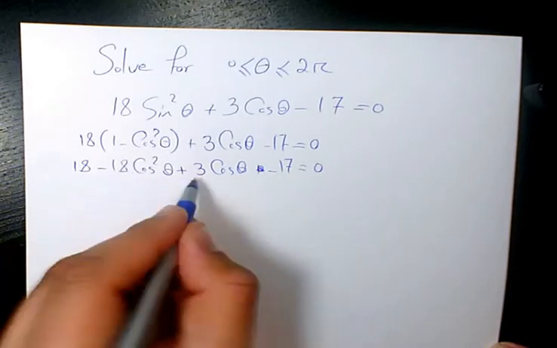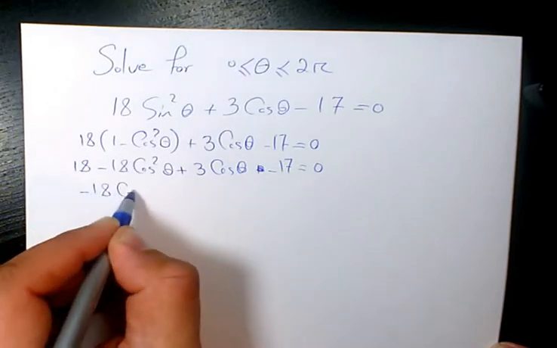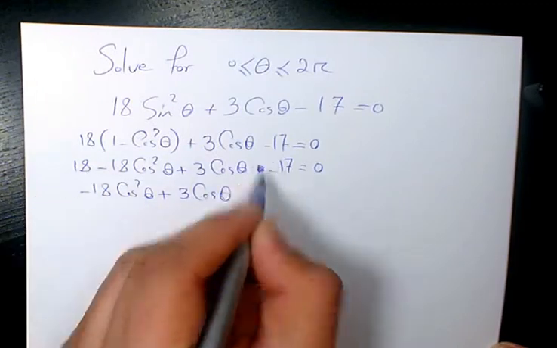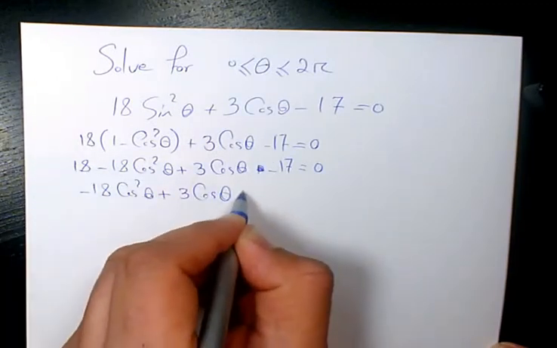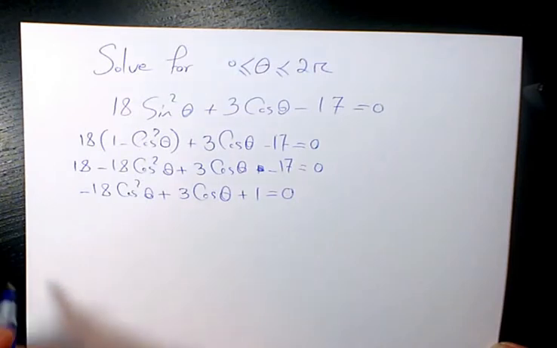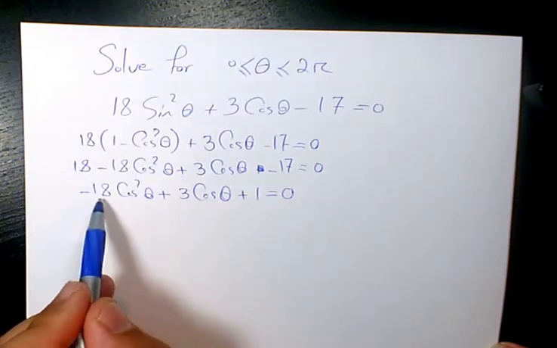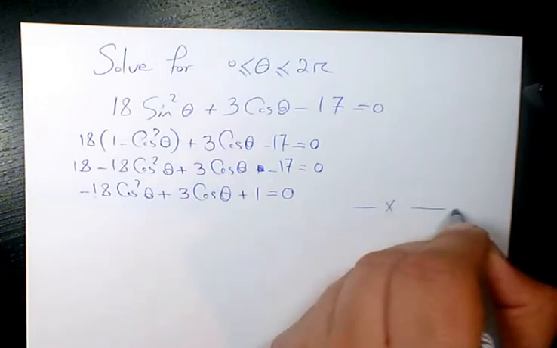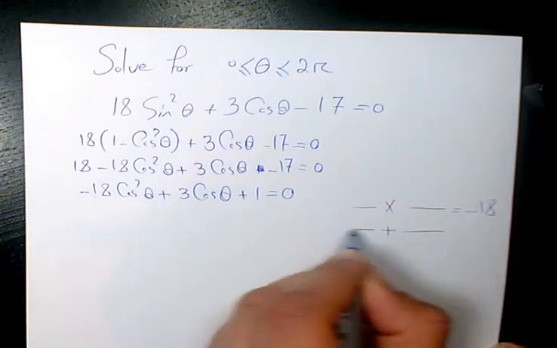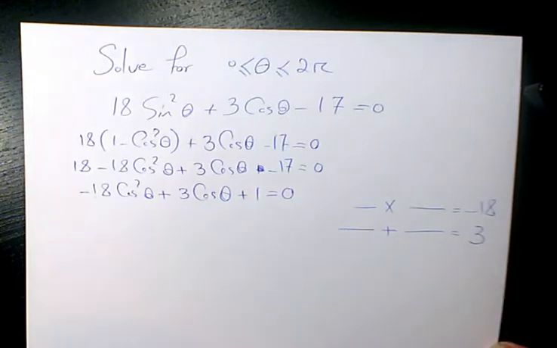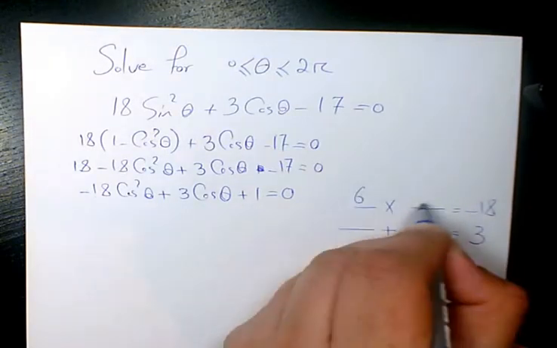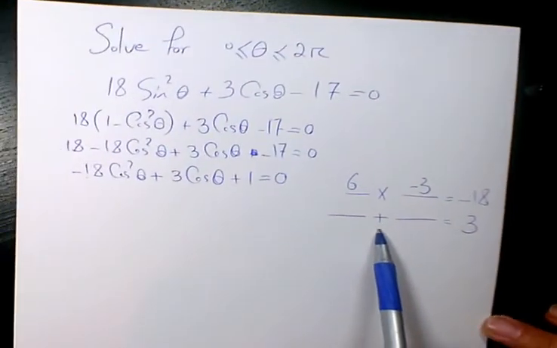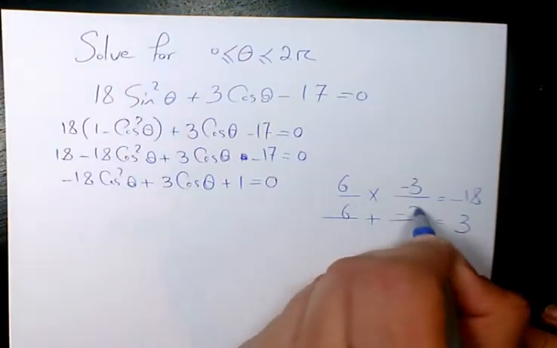Then I rearrange it. Negative 18 cosine squared theta plus 3 cosine theta, 18 minus 17 is plus 1, equals 0. Now, using the AC method, I have negative 18 times positive 1. When you multiply it is negative 18, when you add it is plus 3. So basically we have 6 and negative 3. When you multiply it, it's going to be negative 18, and when you add it, it's going to be positive 3.